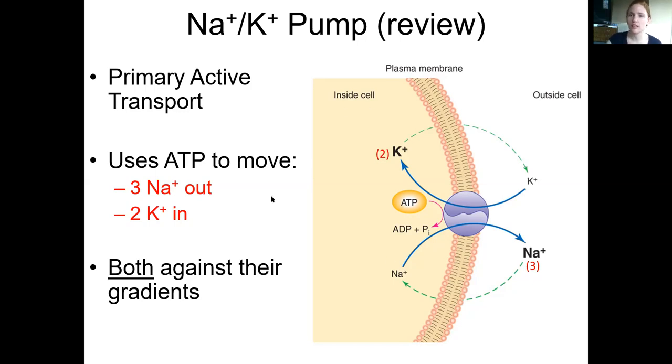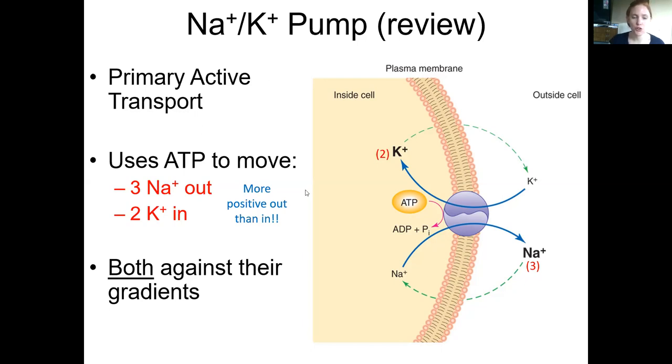Really we're setting the stage so that we have a whole bunch of sodium outside of the cell and a whole bunch of potassium inside of the cell. And we're going to use that later to create action potentials. So both the sodium and the potassium are pumped against the gradient: more sodium outside, more potassium inside. You'll need to know that to understand later, so maybe write that down for sure.